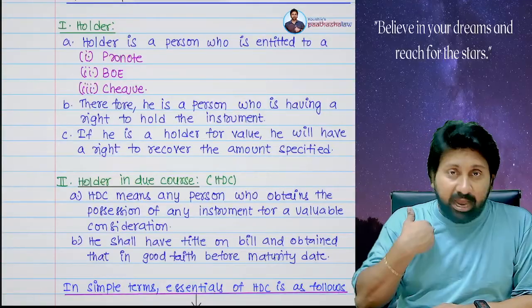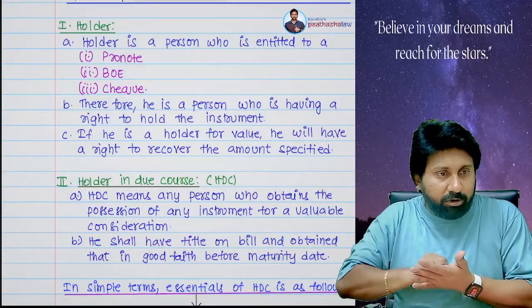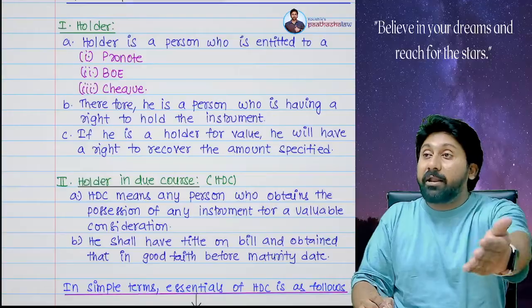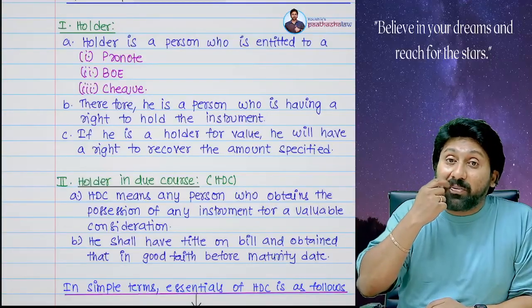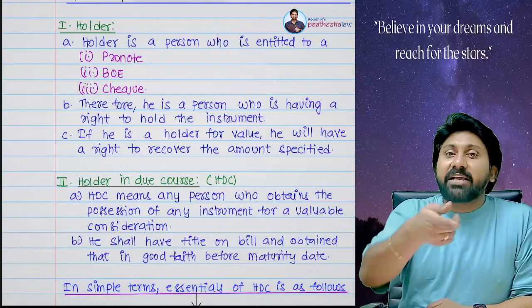Reverse. Bill of exchange. I am a creditor. I sold goods to you. I wrote a bill of exchange and gave it to you. You accepted. I sent my agent to you. You are in Chennai. I am in Hyderabad. I sent my agent to you. Okay, my agent took the bill.